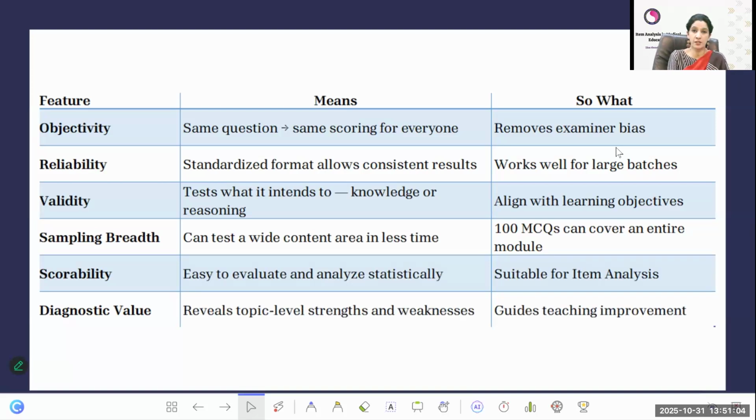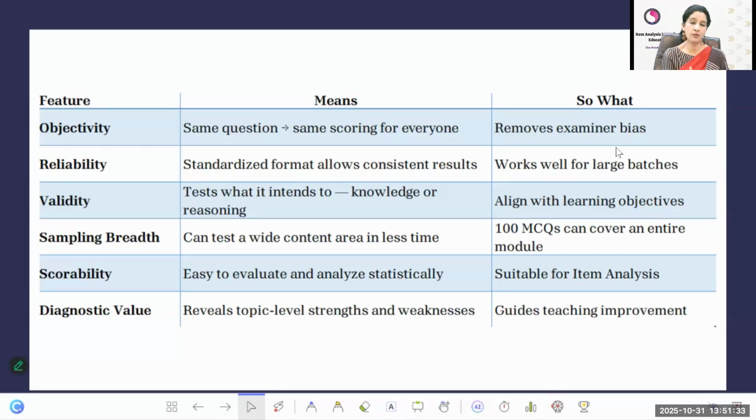If it is an OMR sheet, like NEET, DNB, PLAB, etc., they have ways to check these OMR sheets, and it is easy to evaluate and analyze statistically also. This item analysis, you cannot analyze the way we analyze the MCQ. You cannot analyze short answer and long answer questions post-test also. But MCQ has scoreability because it can be analyzed statistically, and that's what we are going to learn.